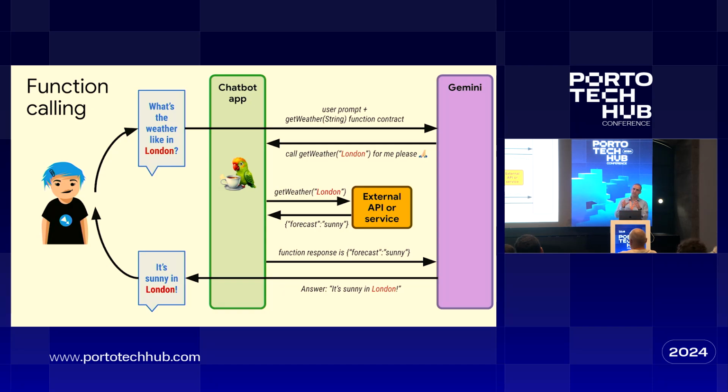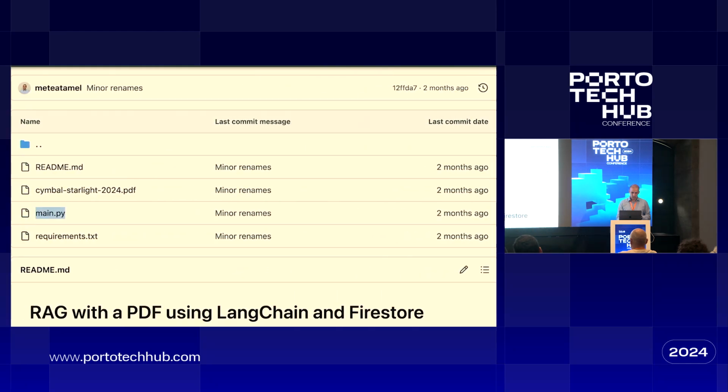We tell the LLM these are the tools available to you, and then the LLM decides when to call them, but it doesn't do the call. It tells us to call on its behalf, and then we make the call, we pass the information back to the LLM, and then the LLM responds back like it's sunny in London. How difficult is this? Well, let's take a look.